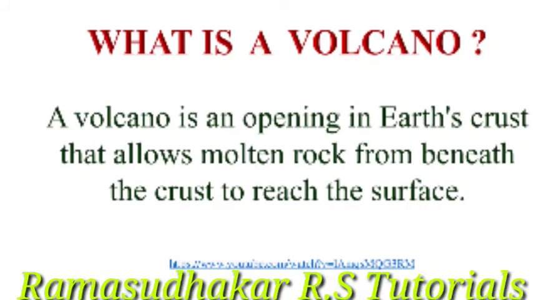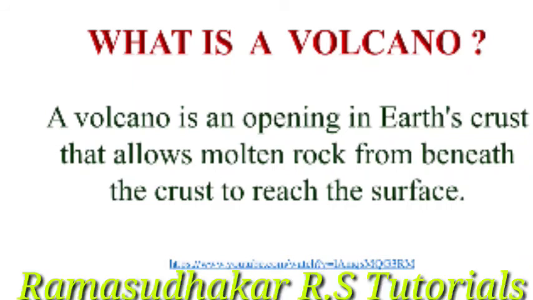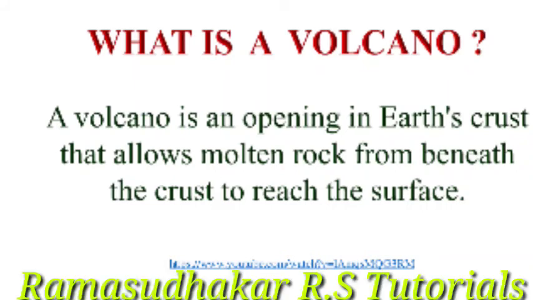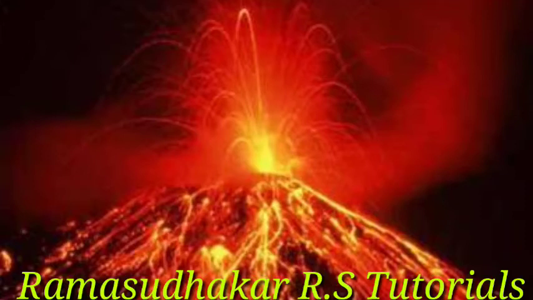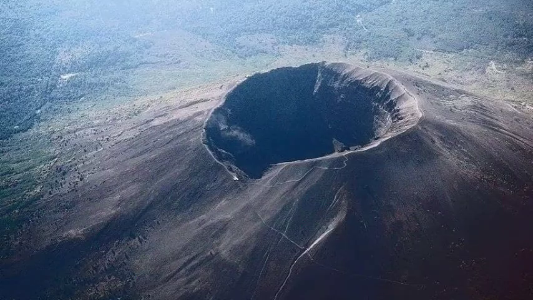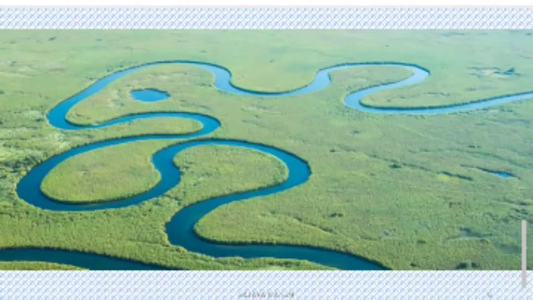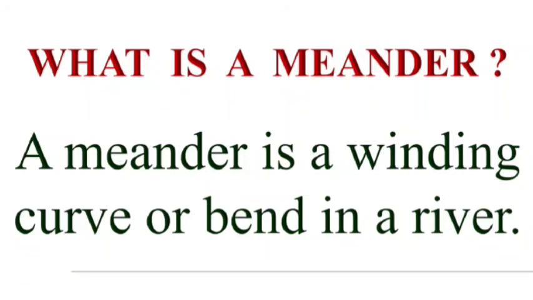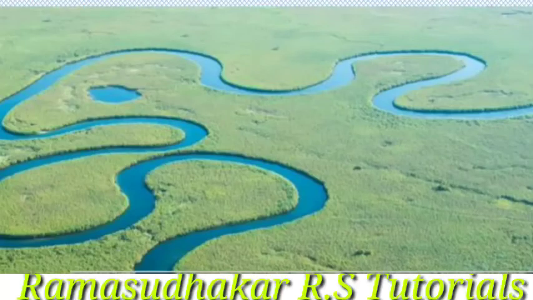And next one, what is a volcano? A volcano is an opening in Earth's crust that allows molten rock from beneath the crust to reach the surface. Understand? You can see these pictures. And next, what is a meander? A meander is a widening curve or bend in a river. See some examples. See these pictures.